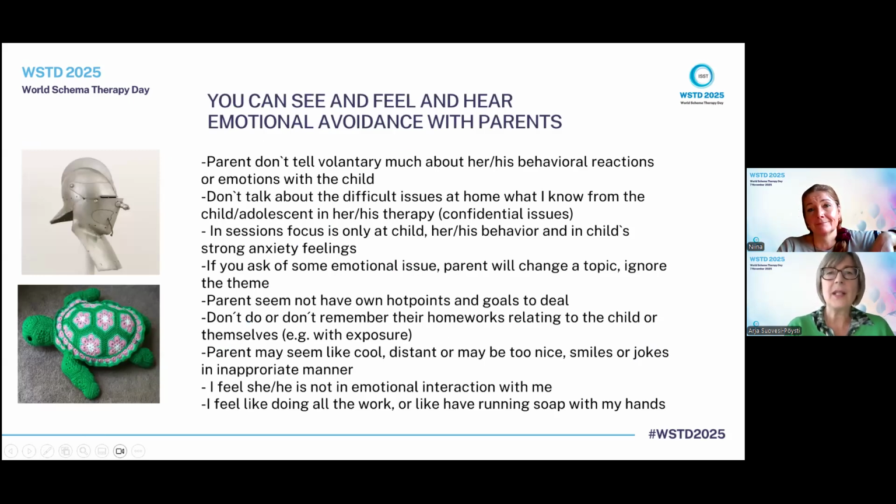And how can you see, feel and hear emotional avoidance with parents? These are all examples from my own work with parents in live situations. It can be that parents don't voluntarily tell much about their behavioral reactions or emotions with the child. Parents don't talk about the difficult issues at home, and those issues I may know from the child or from the adolescent in their therapy.